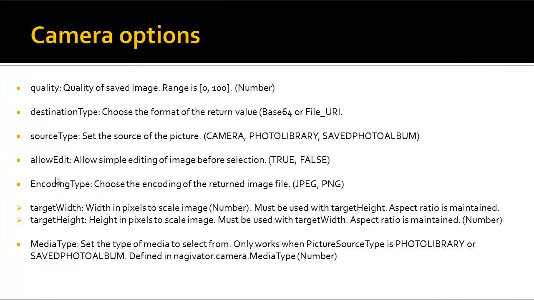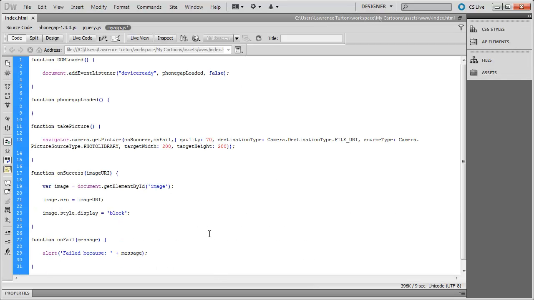Then we also have the encoding type parameter. This allows us to choose the encoding of the returned image file. So that could either be JPEG or PNG. So again, the Android platform doesn't support the encoding type parameter. So I'll code it out to show you how to write this all out. However, unfortunately, I am unable to demonstrate it.